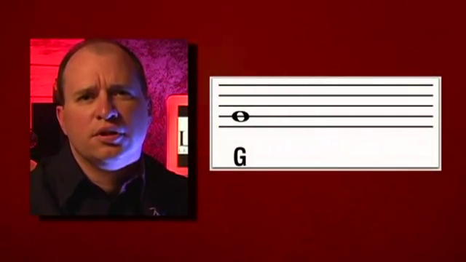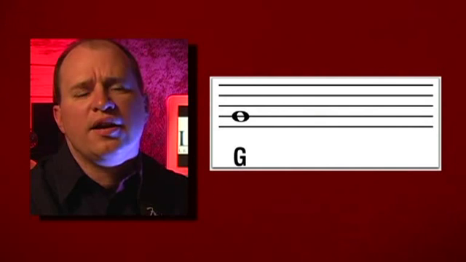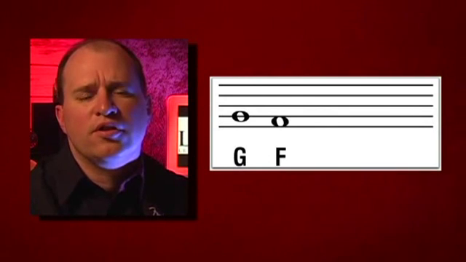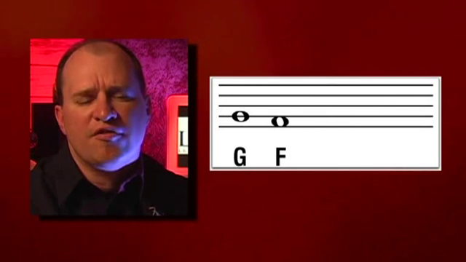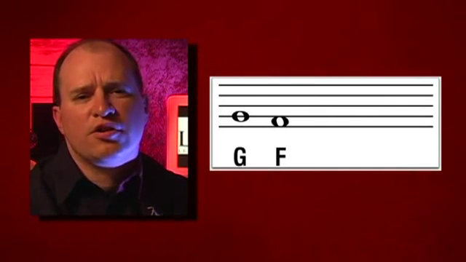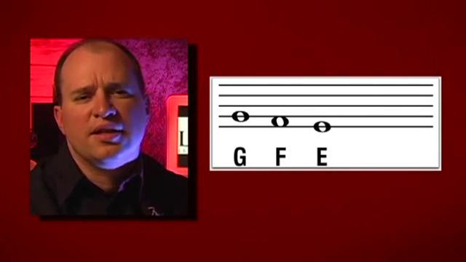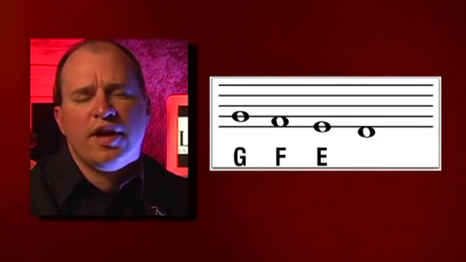Now, let's go down. Let's go the other way. Let's start on a G, on that line. Now we're going to go down 1 more. This is the first space. That would be an F. Now we're down to the first line. An E. Now if I go 1 more underneath that, what do you think that one would be?